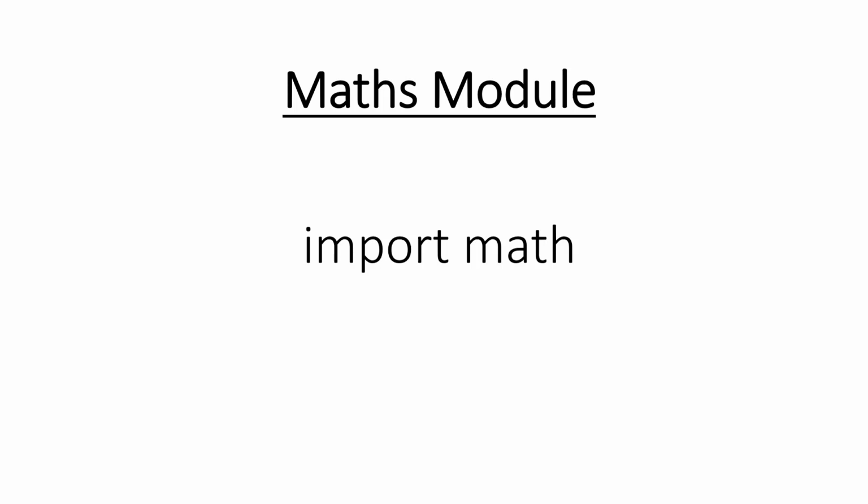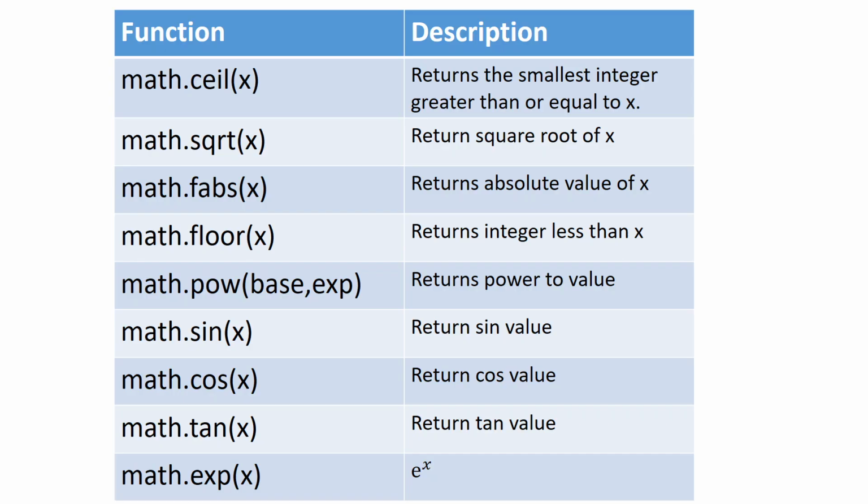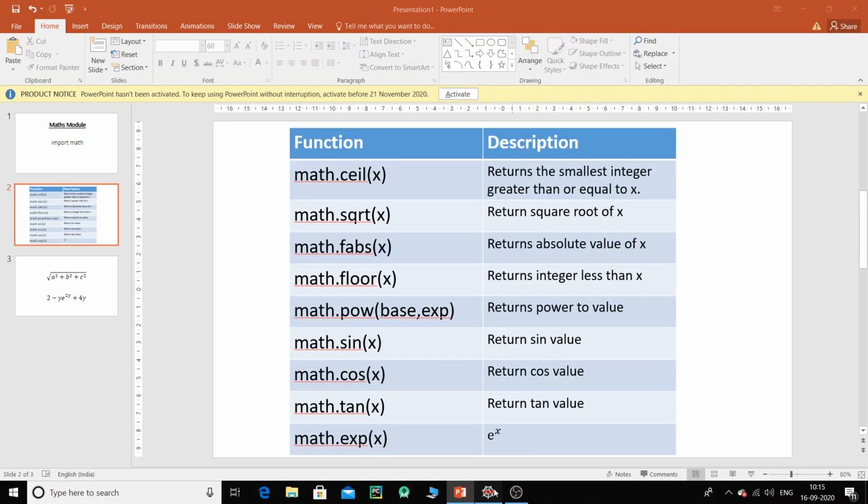Okay, so some of the math functions I will just quickly go through and then we will implement them. The first function we are going to look at is math.ceil. This function will return the smallest integer that is greater than or equal to the x value. Basically it handles floating values, meaning numbers with decimal points. Let me just quickly show you how to implement this.